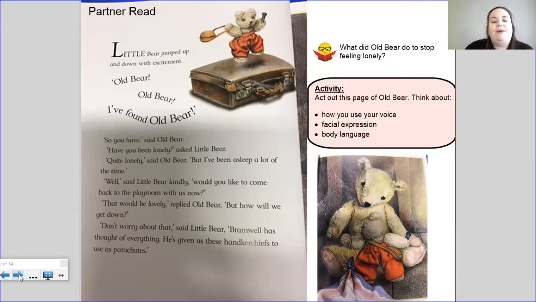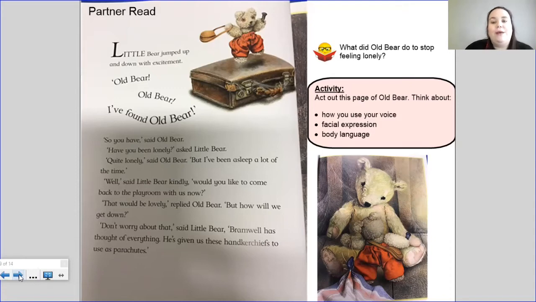Well, said Little Bear kindly. Would you like to come back to the playroom with us now? That would be lovely, replied Old Bear. But how will we get down? Don't worry about that, said Little Bear. Bramwell has thought of everything. He has given us these handkerchiefs to use as parachutes.